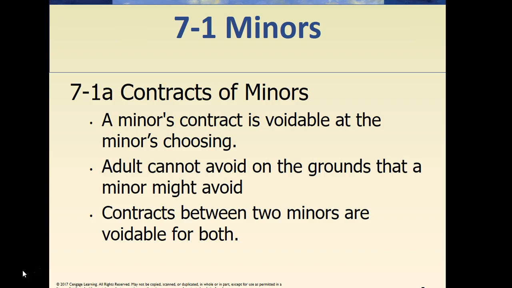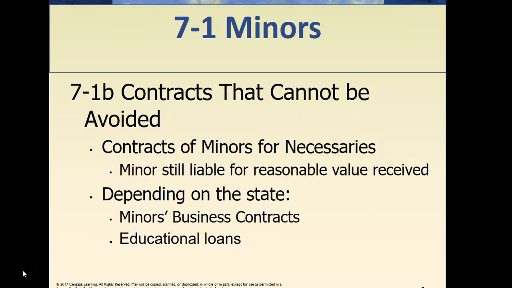Now, what happens when we've got two minors? Well, in this case, either minor could choose to void the contract. What types of contracts can a minor make that can't be avoided? Contracts of minors for what's called necessaries. And what that means is food, clothing, shelter, things like that. If a minor were to contract for those things, and not from a parent or somebody who's legally obligated to provide those, and we'll come into that a little bit later, but if a minor contracts again for food, clothing, shelter, things like that, the minor, in fact, can be held liable for those things.